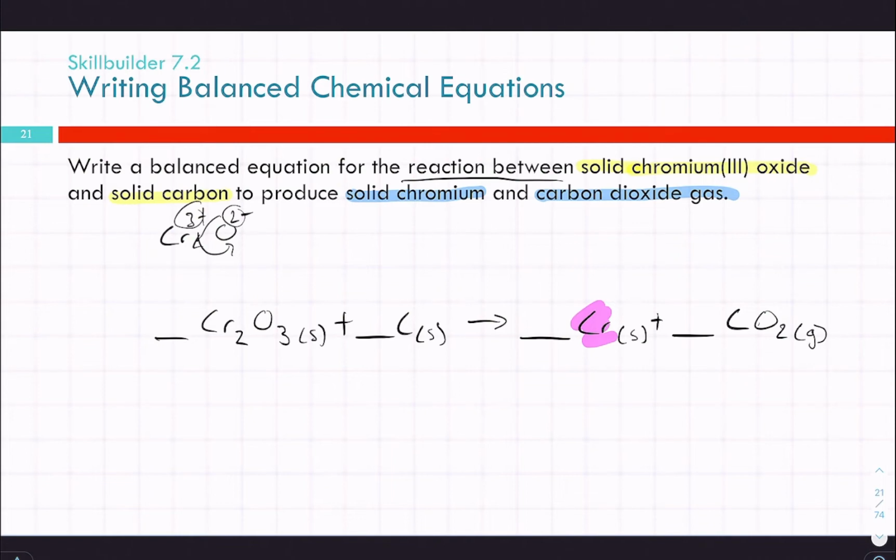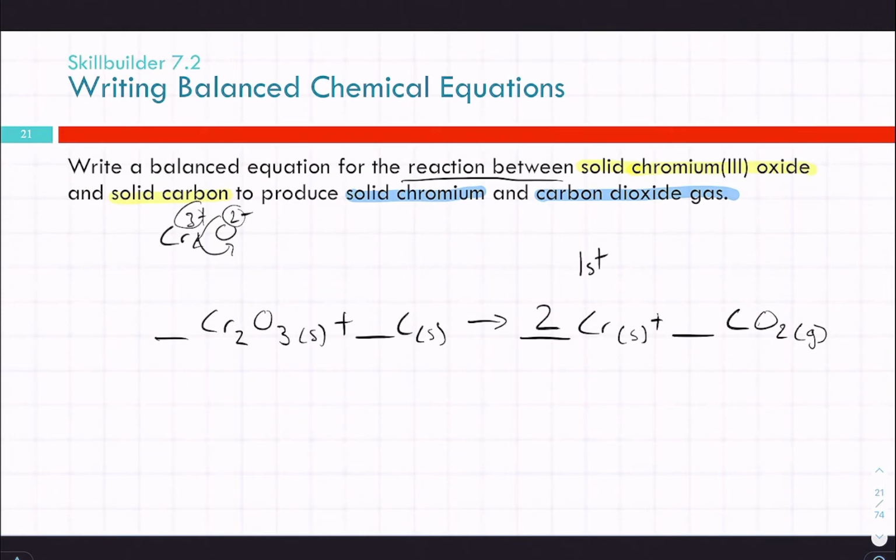So we'll start with chromium. We have 2 chromiums on the left. We have 1 on the right. So let's add a 2. All right, so we balance this one first. So now chromium's balanced. Now we can look at carbon, because carbon is our next element that only occurs in one compound on either side. And we look here, 1 carbon, so I don't need to do anything with that.